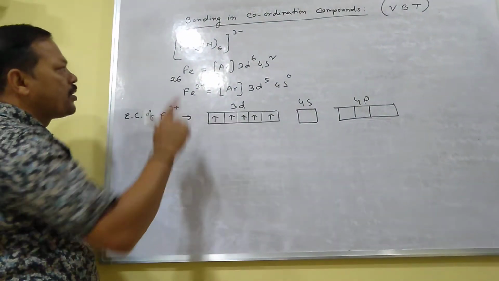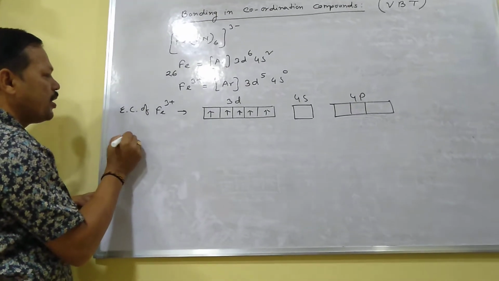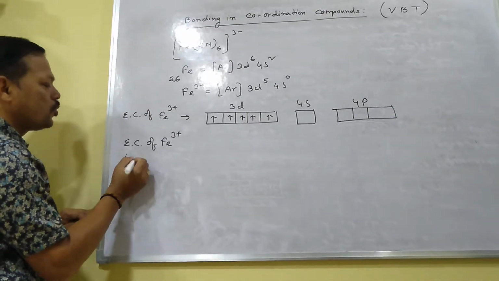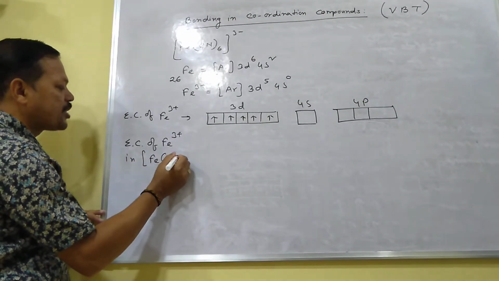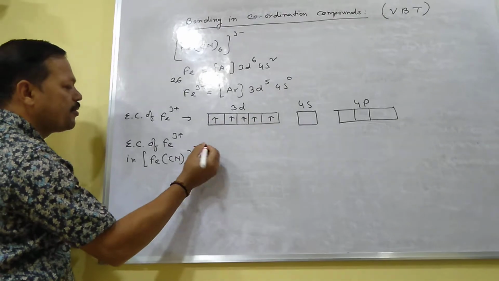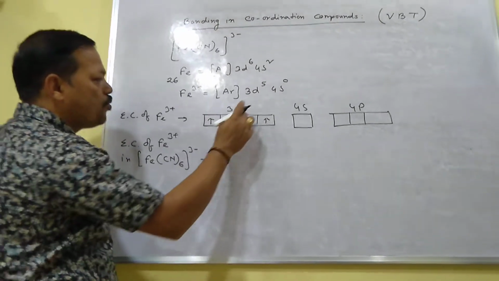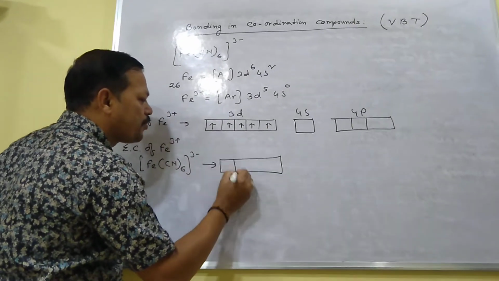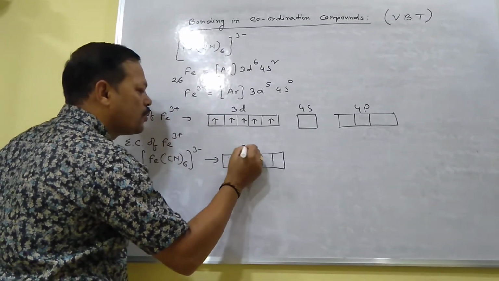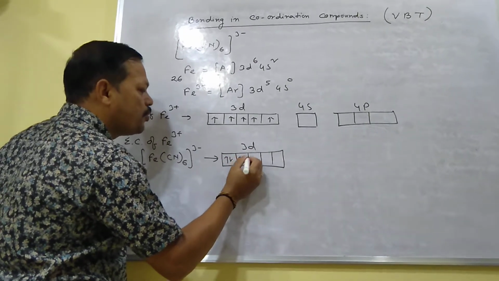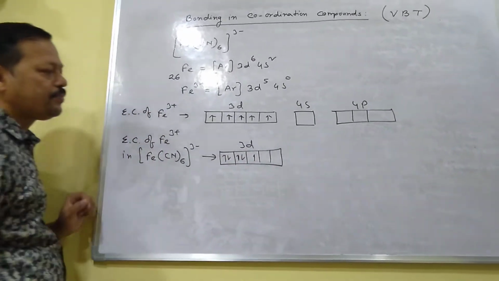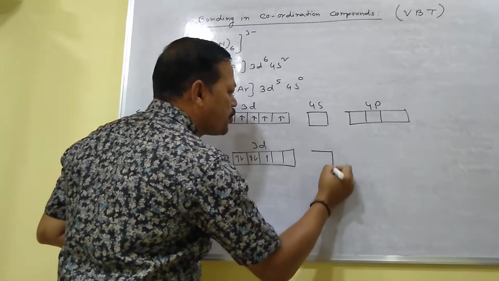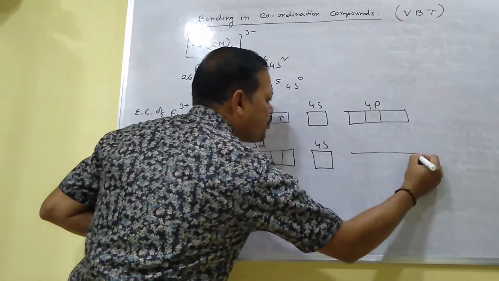Now in the complex, our ligand is cyanide. As you know, cyanide is a strong ligand, so some pairing will take place if unpaired electrons are present. When pairing takes place, one electron will come here, another electron will come here, and like that the pairing takes place. But after pairing, one electron will remain unpaired. This one will come here, this one will come here, and this one will remain unpaired. So this is 4s, this is 4p.